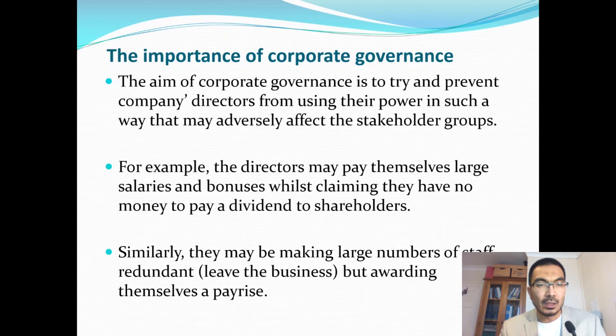For example, the directors may pay themselves large salaries and bonuses while they're claiming there's no money to pay dividends to shareholders. Another example is they might be taking a lot of money from the company as bonuses while sacking people from the business.